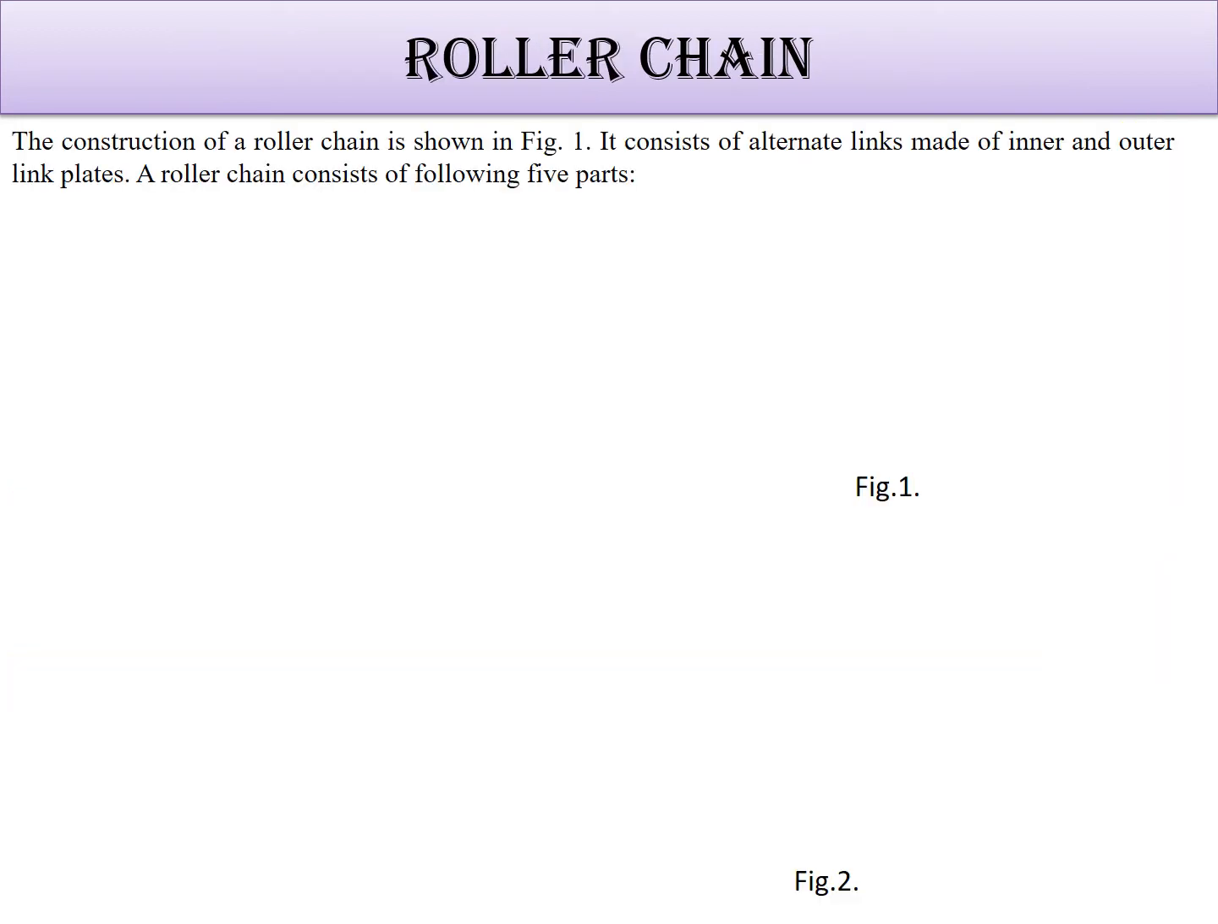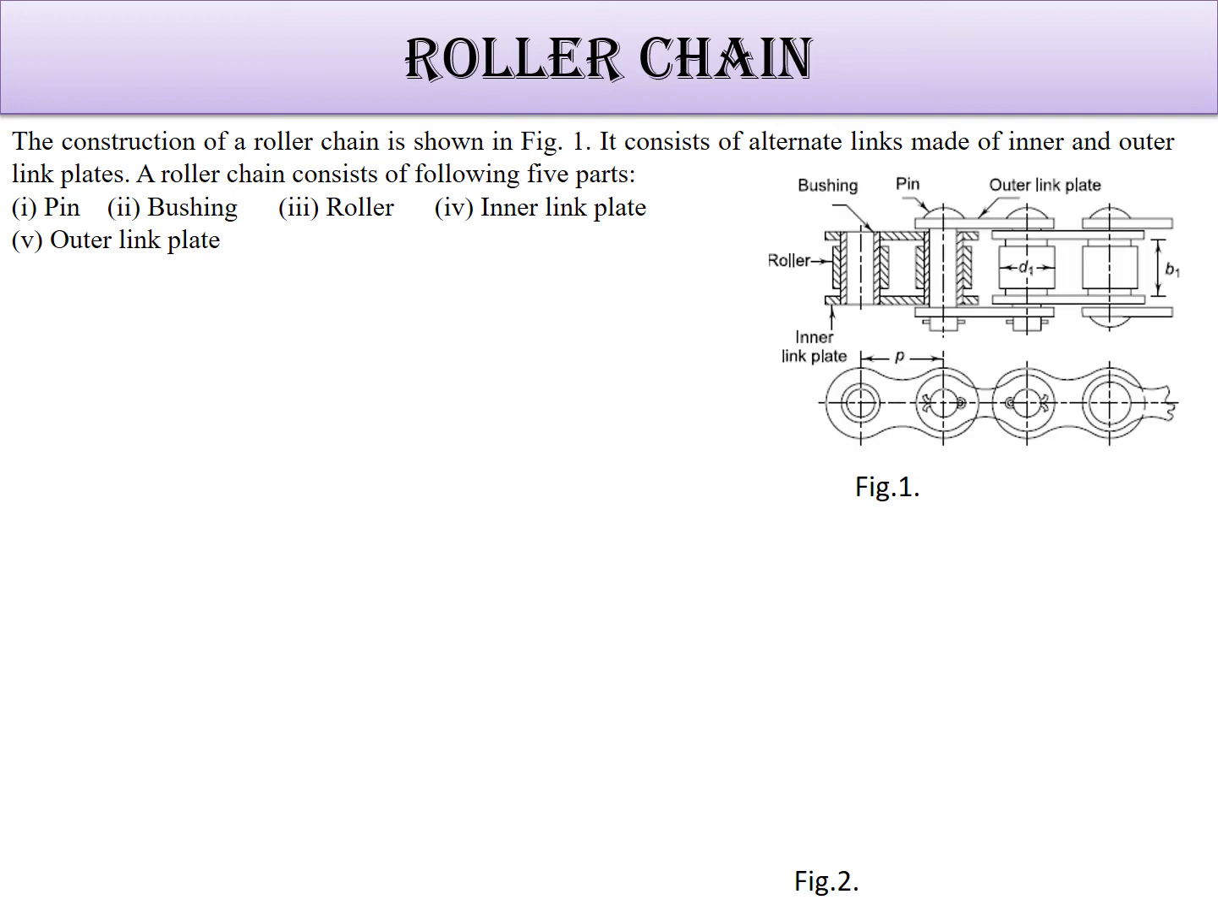So let's see the construction of a roller chain, which is shown in this figure. Figure 1 and figure 2 are already written here. Let's see this figure. There are 5 parts by which the chain is formed. One is the pin, which joins these 2 plates. Then the bushing, which is inserted here.